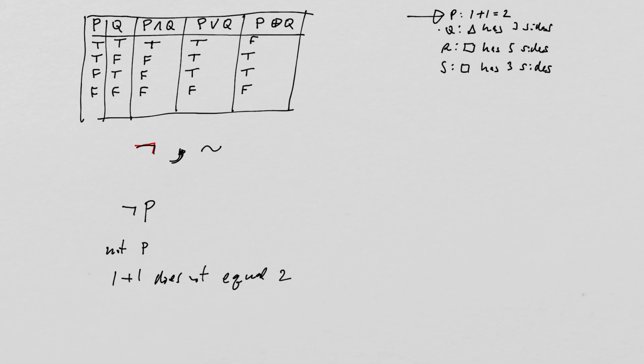Now, in this case, P, 1 plus 1 equals 2, is true. So not P, 1 plus 1 does not equal 2, will have the opposite truth value, which is false. R, a square has 5 sides, is false. But not R, which is a square does not have 5 sides, is true. So the negation has the opposite truth value.